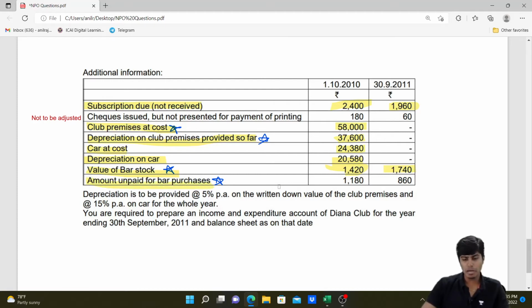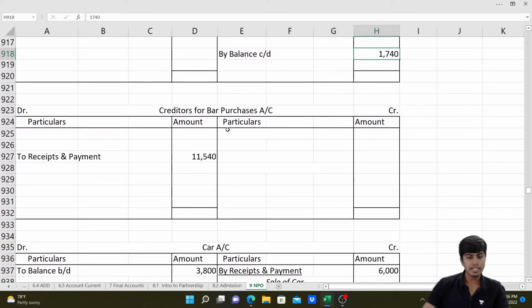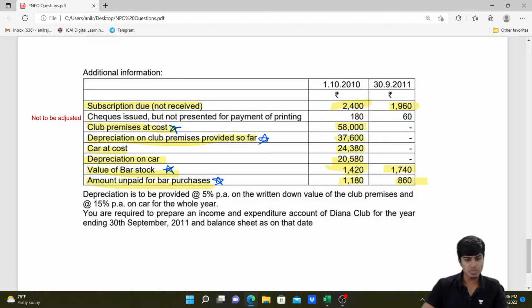Amount unpaid for bar purchases 1,180 and 860. Amount unpaid for bar purchases is like creditors for bar purchases. So in my creditors for bar purchase account, it being a liability, opening balance I'll write on the credit. By balance brought down. How much?